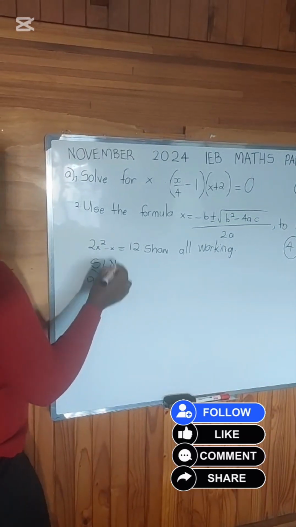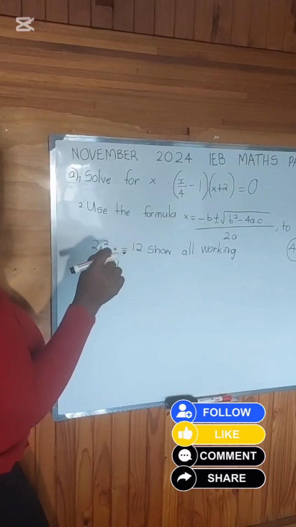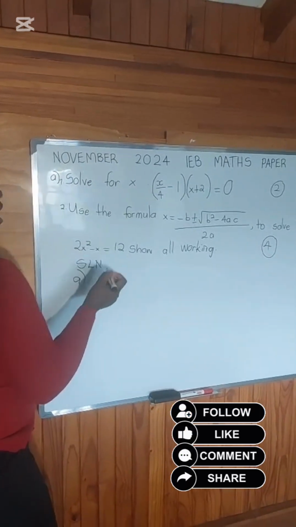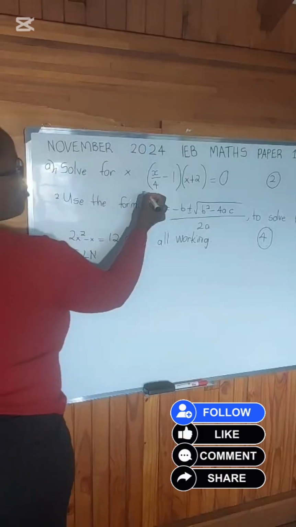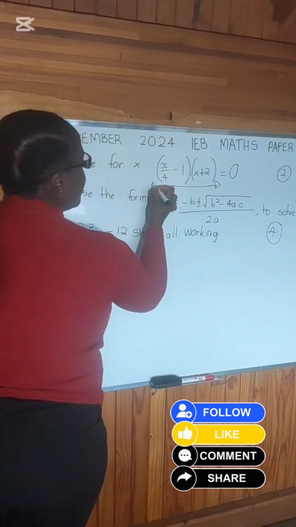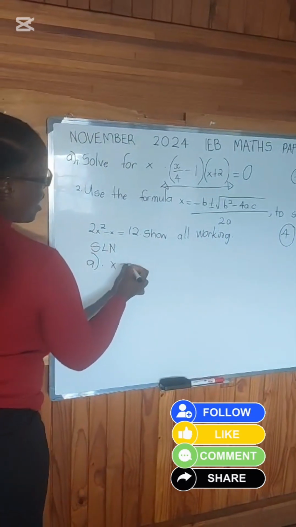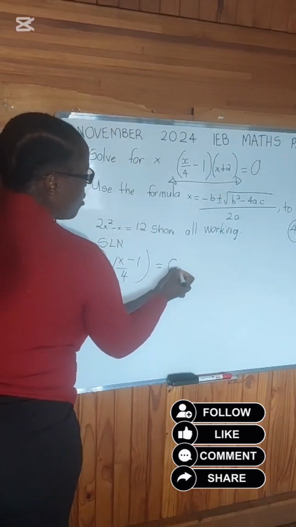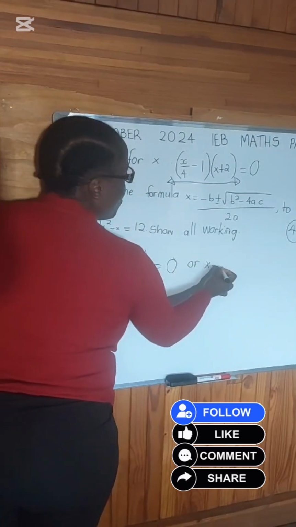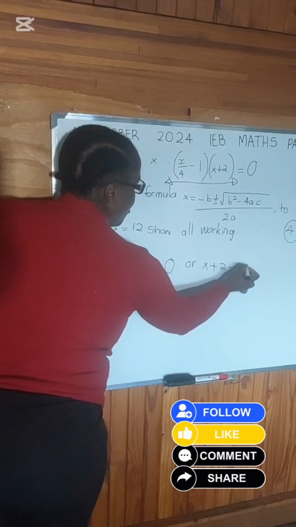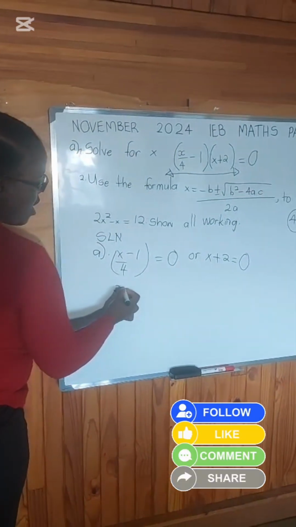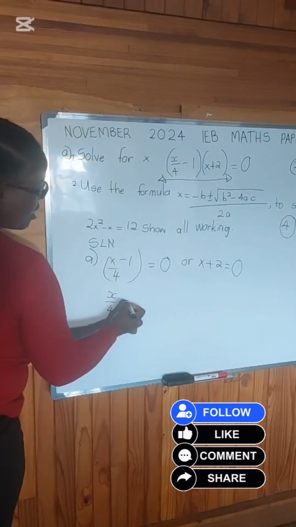you look at the number of marks that you are given. You're given 2 marks, so you don't need to spend a lot of time doing a lot of things. So since we have this already, we are just going to come here and say x over 4 minus 1 is equal to 0, or x plus 2 is equal to 0. So after doing this, the next step is going to be x over 4 is equal to 1.